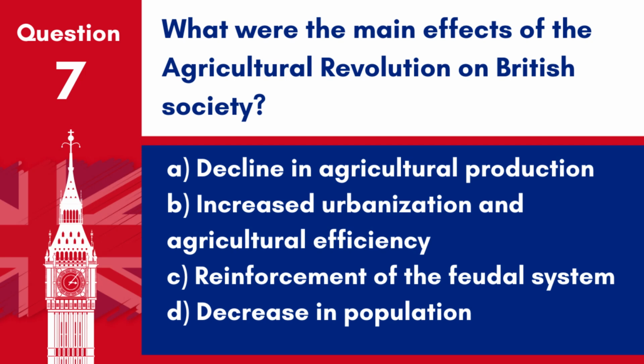A. Decline in agricultural production. B. Increased urbanization and agricultural efficiency. C. Reinforcement of the feudal system. D. Decrease in population. Answer. B. Increased urbanization and agricultural efficiency.